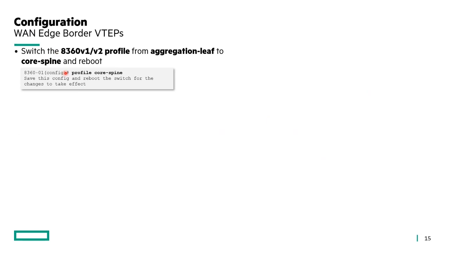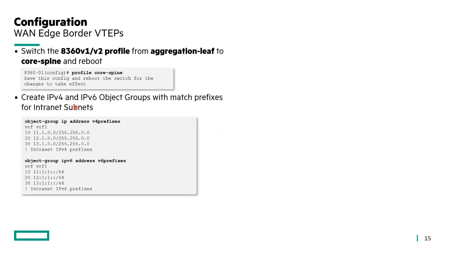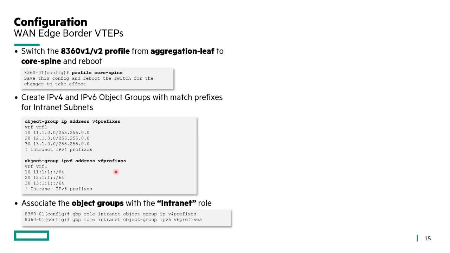So moving on with the further configuration at the WAN border VTEPs. You want to configure the 8360 v1 v2 profile from ag leaf to core spine and reboot. And this is where we create our v4 and v6 object groups with matched prefixes for the internet subnets. All these prefixes should match all of the fabric subnets within the network, both v4 and v6. And then we associate these configured object groups with the intranet role. So this is where we map the role intranet to these object groups that we just created. And again, any prefixes that come in on the border VTEPs that are not included in these lists will get the internet role applied by default.